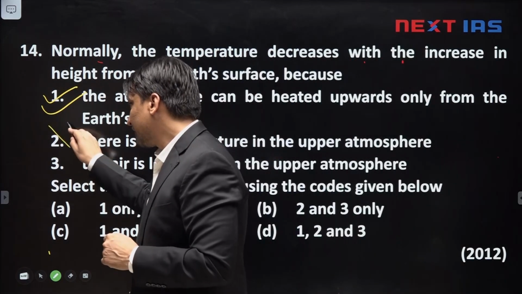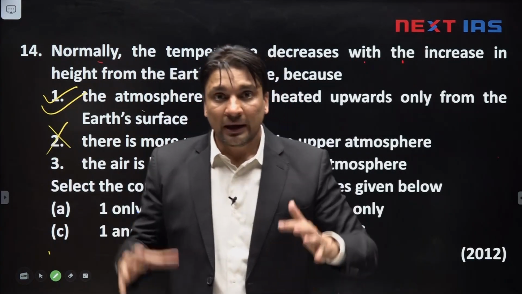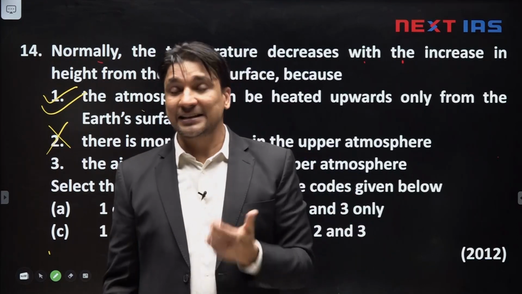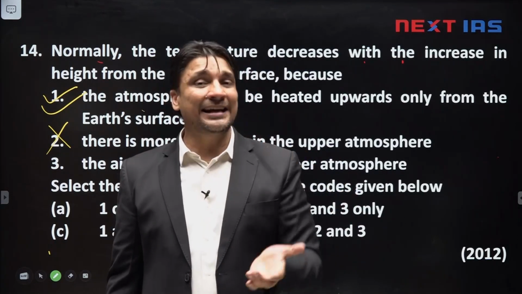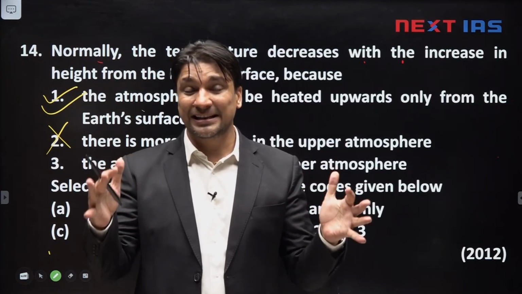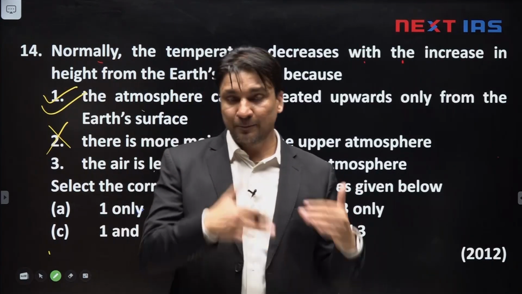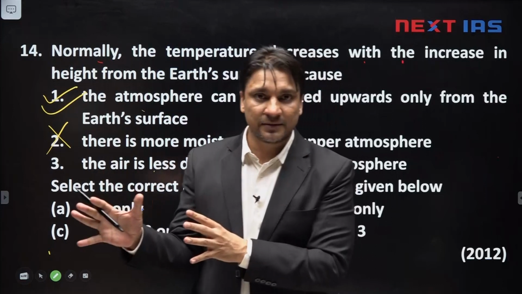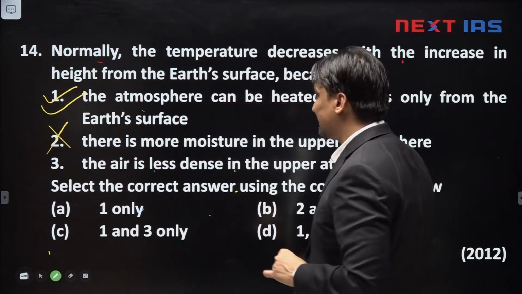Second, there is more moisture in the upper atmosphere. This is incorrect. Most of the moisture is present in the lower layers of the atmosphere. As I told you, around 99% of atmospheric water vapor is present in the troposphere, up to a height of around 10 kilometers. So this is an incorrect statement.